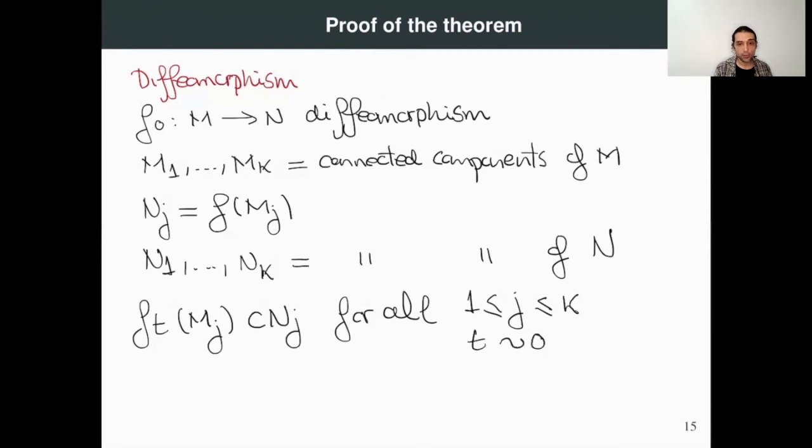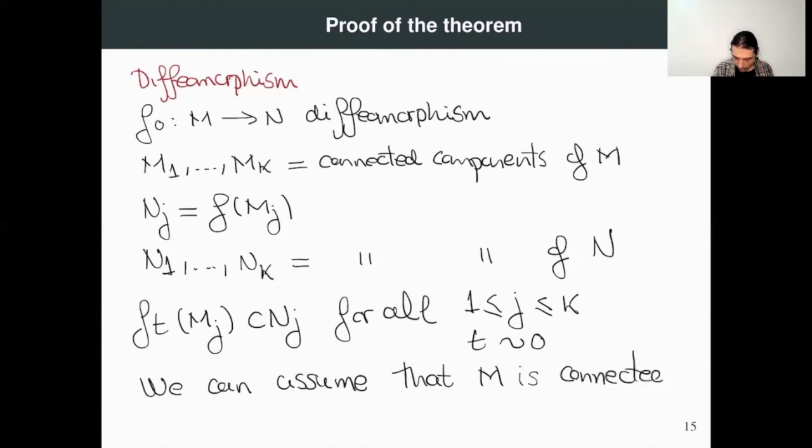So in order to show that Ft is a diffeomorphism for t close to 0, we can restrict ourselves to the connected components of M. Okay? So we can assume that M is connected, because it suffices to work in any connected component of M. It's just that simple.